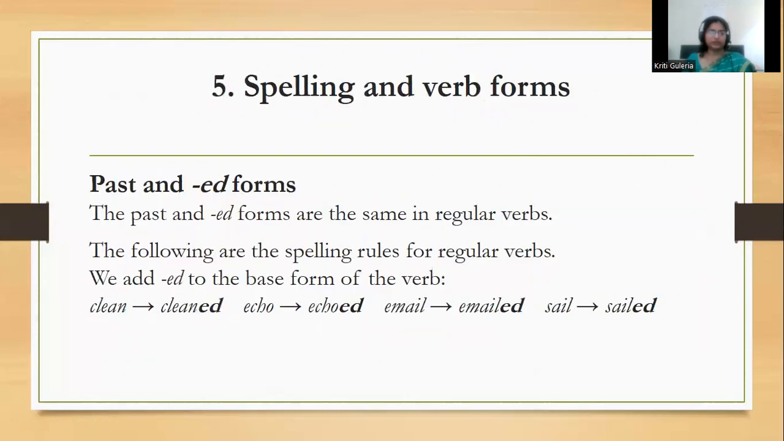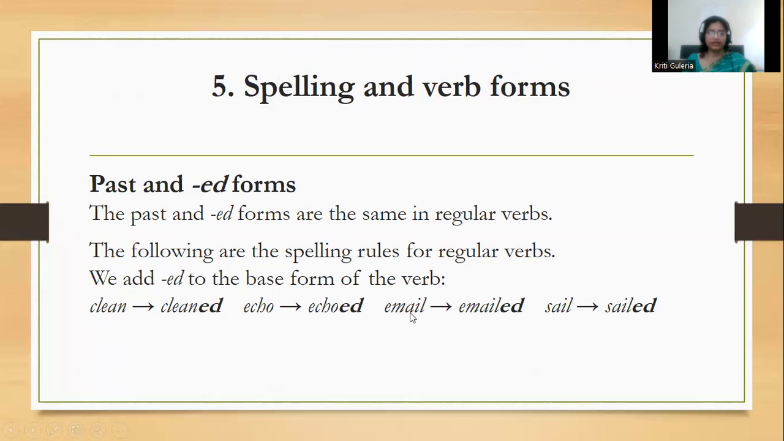Then after this, the last rule is related to verb form, that is, which form of the verb we are using, whether it is past tense, present tense, or future tense. So usually in past tense, we have to add ed to the verb. For example, clean will become cleaned. Echo will become echoed.